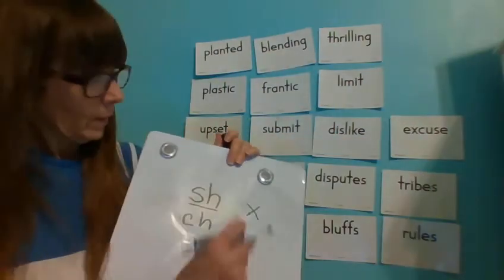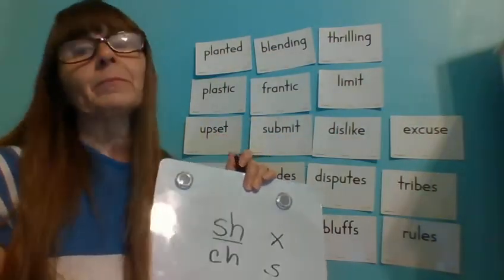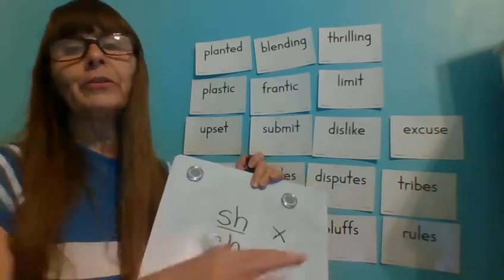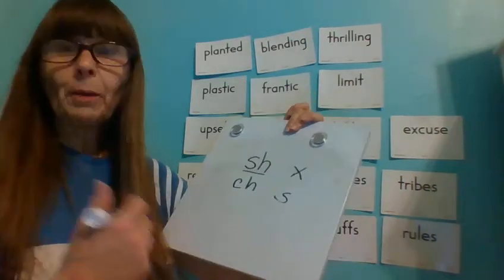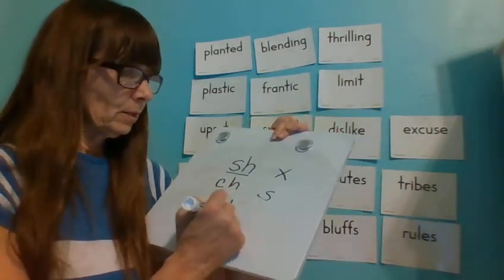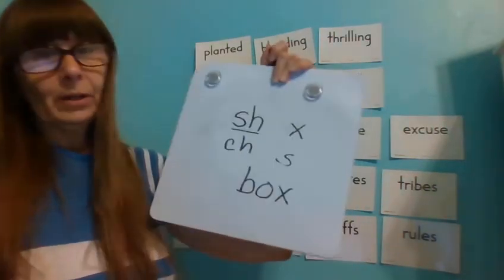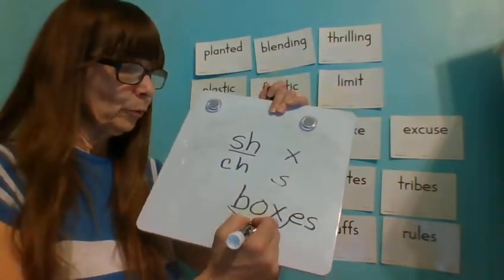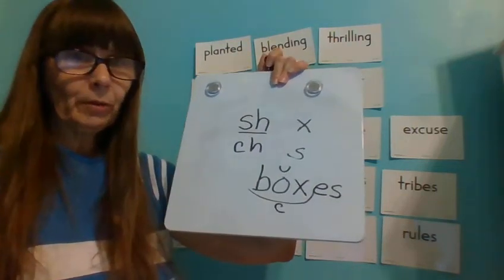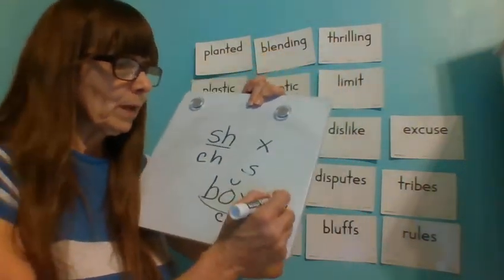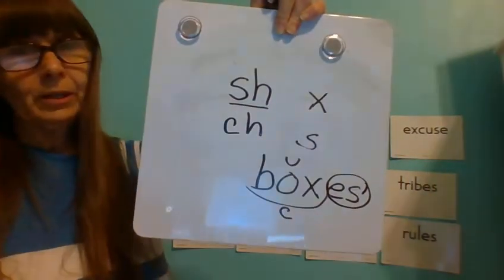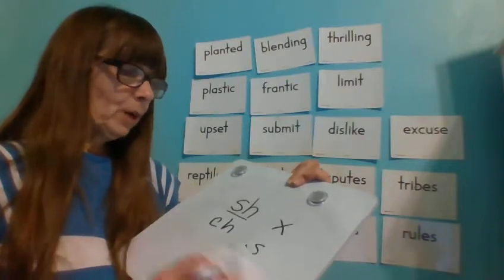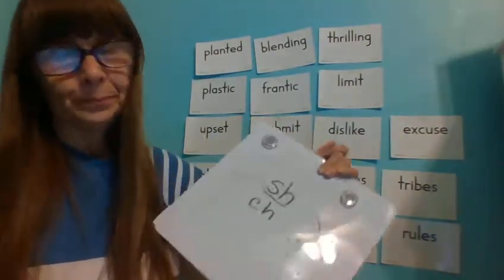Let's think of another one, a word ending with x. So an easy one to think of is the word box. You don't say there's 10 boxs, you say there's 10 boxes. So again, put box, and then we add our suffix es. This is a closed syllable word, so we put the breve over the o, and then we circle suffix es, boxes.